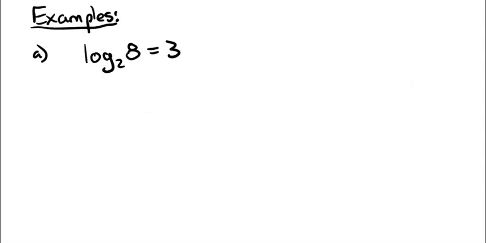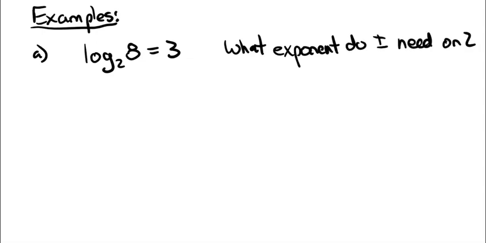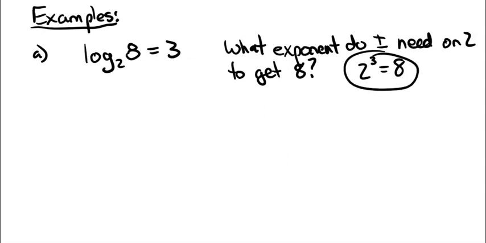So here's one that says log base 2 of 8 equals 3. What that means is, and I'm going to write this out as a sentence so you can just visualize this and think about it: what exponent do I need on 2 to get 8? So 2 to the power of what? Well, 3 equals 8. So that's the other way to write that right there. 2 to the power of 3 equals 8. So our goal with these is to write in exponent form, and then we're going to go back the other way and write them in log form.